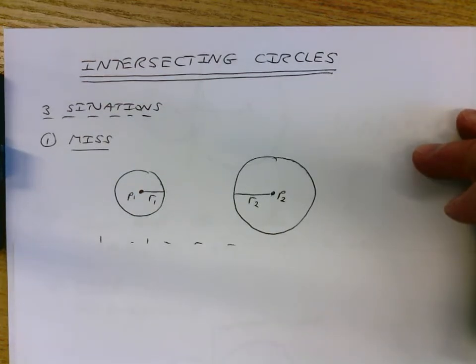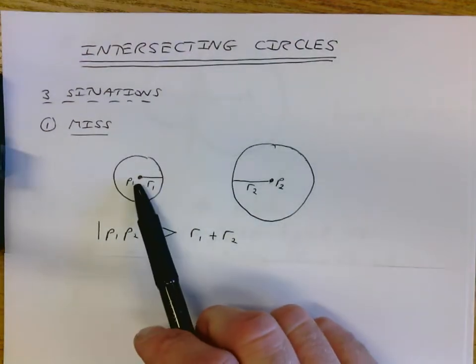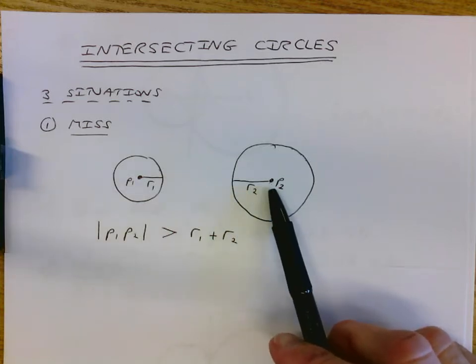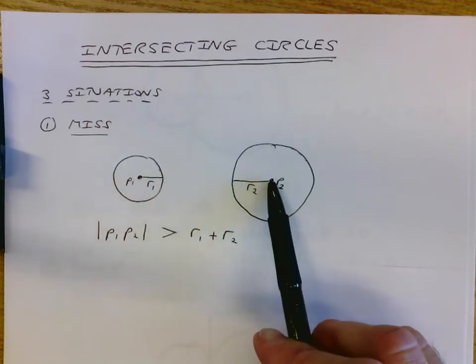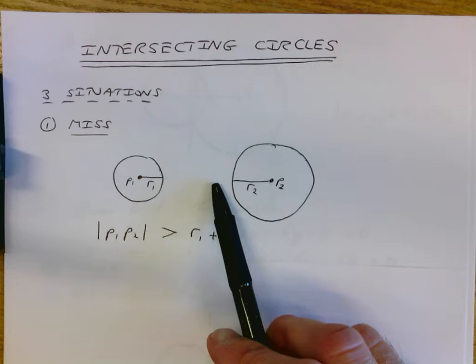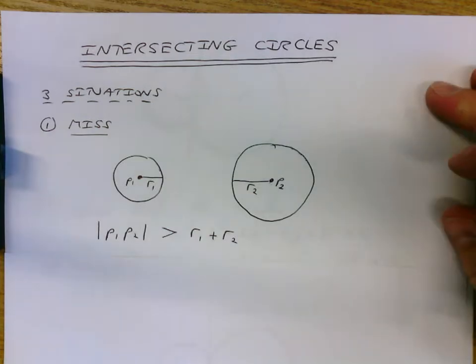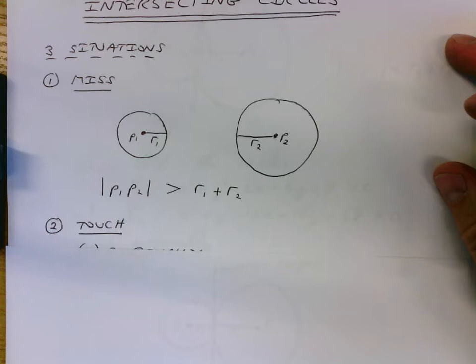Well, it's all to do with the radiuses. If you look at the distance between the centre of circle 1 and the centre of circle 2, that distance from P1 to P2 is definitely bigger than radius 1 plus radius 2, because you've got all this gap in the middle as well. So that's true if it's a miss, if the circles don't intersect each other, and it's not very interesting. So, on to the second situation, which is that the circles touch.